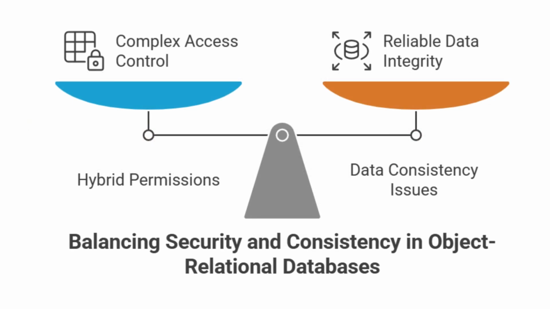Security challenges of object-relational databases: hybrid permissions. In an ORDB, some data is stored in relational tables, while other data is stored as objects. That means traditional database permissions may not be enough. Organizations must carefully define who can access relational tables and who can access object data.